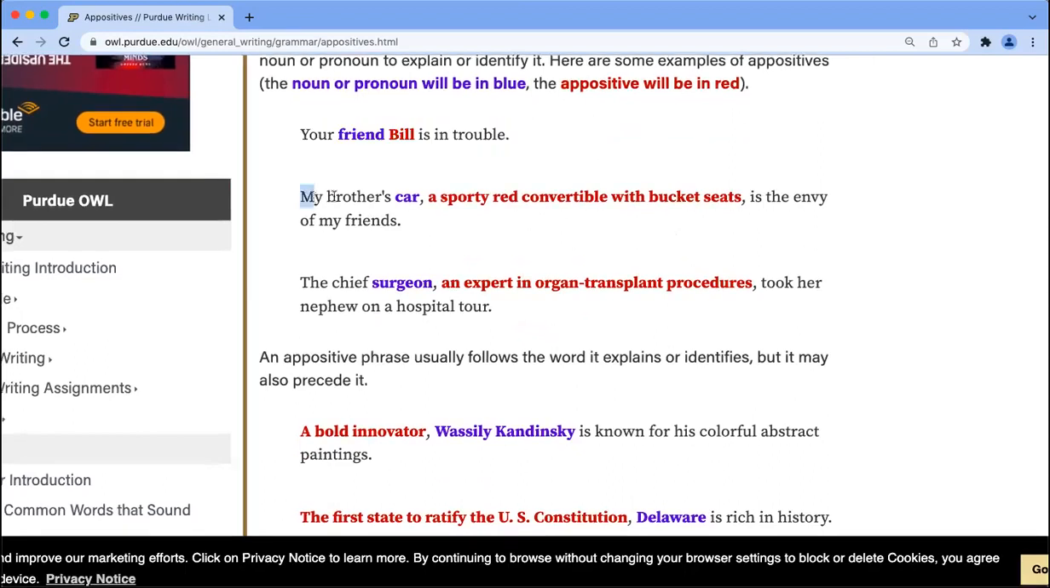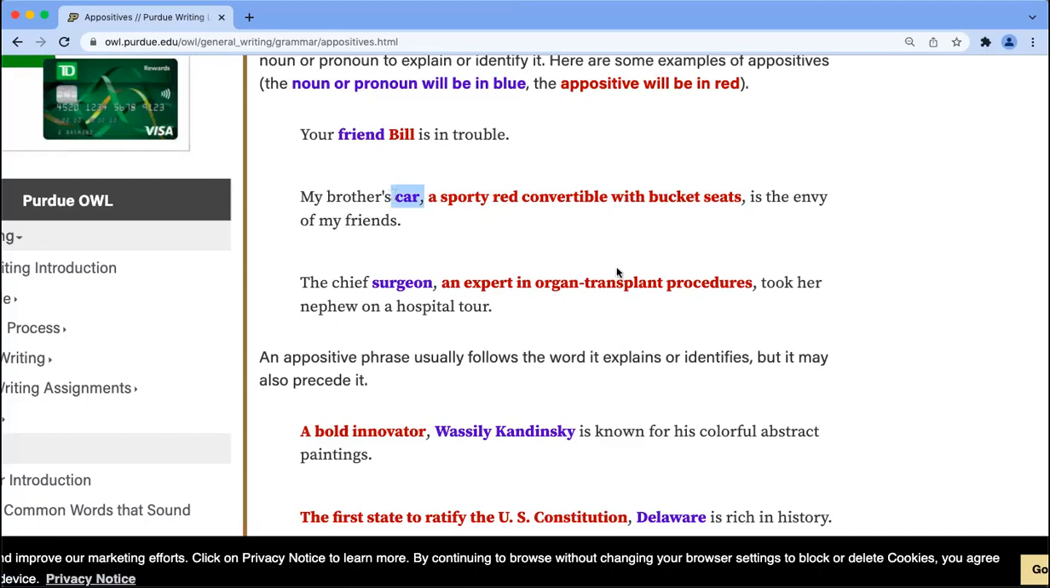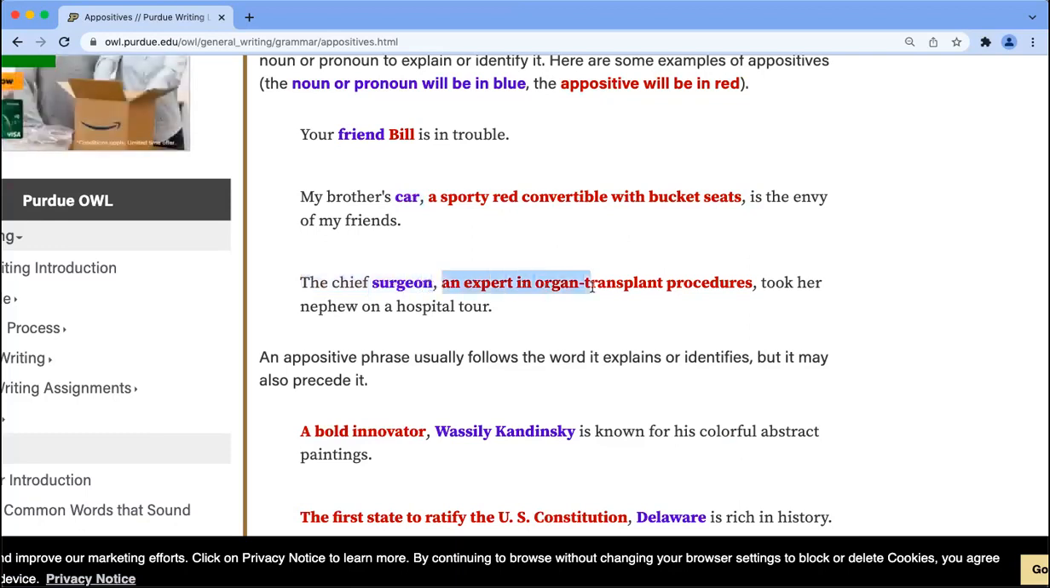coming through. If I say my brother's car, and I explain what kind of car, I say sporty red convertible with bucket seats, comma before, comma after, is the envy of friends. This is an appositive. There's no verb in an appositive. It's a group of words describing either the subject or the object in a sentence, describing a noun or a pronoun. If I say the chief surgeon, and I'm describing the surgeon, an expert in organ transplant procedure, comma before, comma after, took her nephew on a hospital tour, then that is the appositive.